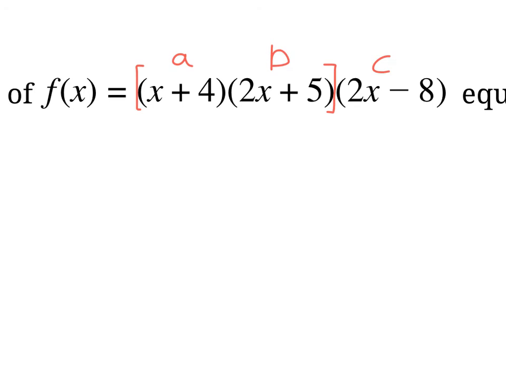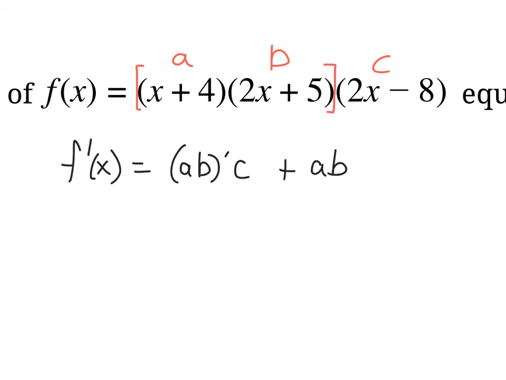We could do that. So just to look at how that's going to look, f prime of x is going to equal the derivative of ab, right? So whatever the derivative of ab is, times c, plus ab times the derivative of c. I'll put brackets here just so we know we're grouping that together. It's the same as our product rule from before. All we've done is group a and b together.